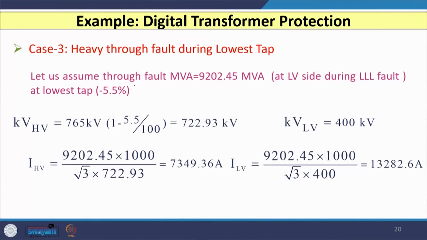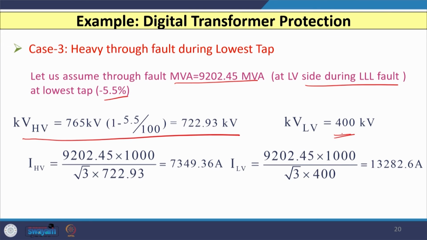Now, let us consider the third case, when we consider a heavy through fault with the lowest step. So, let us assume that in case of an external fault or heavy through fault, the MVA value is 9202.45 MVA, assuming a triple L fault on the LV side with the lowest step, that is minus 5.5%. So, for the lowest step we have already calculated the HV side voltage, that is 722.93, and the LV side voltage remains as it is, 400 kV.